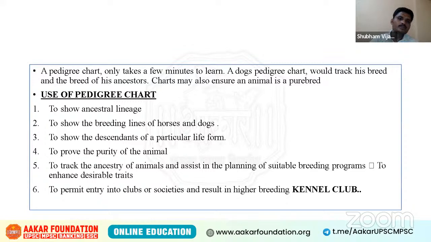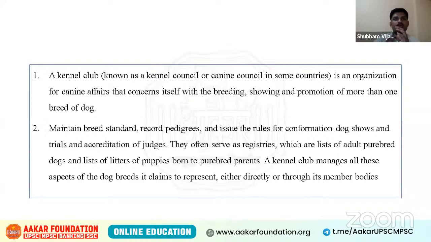Okay, so for these different uses, this pedigree chart is used. A kennel club is also known as a kennel council or canine council in some countries. In our country, India, it is called the Kennel Club. A kennel club is an organization for canine affairs that concerns itself with the breeding, showing and promotion of more than one breed of dog. It maintains the breed standard, maintains records, and records the pedigrees. This is the function of the kennel club.